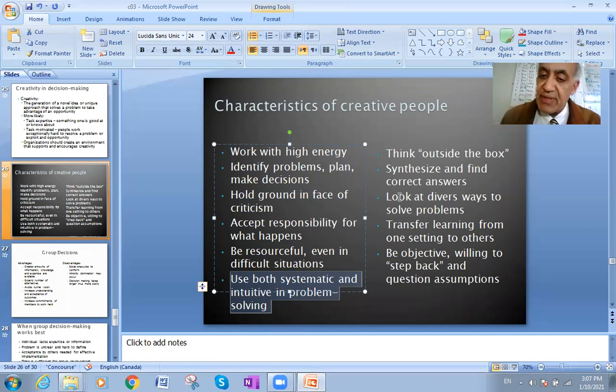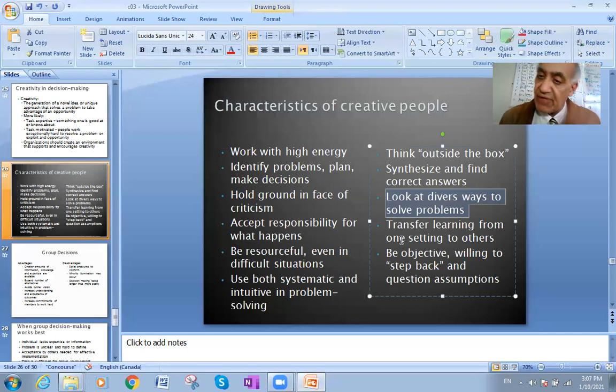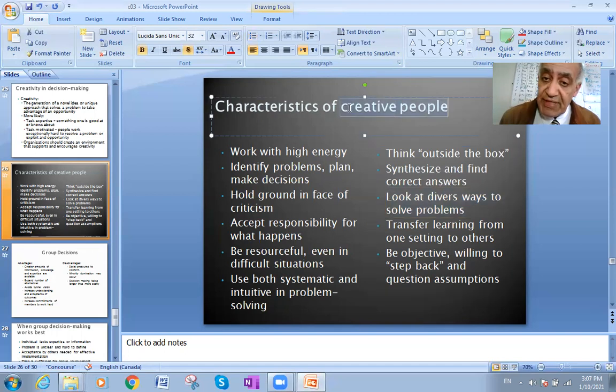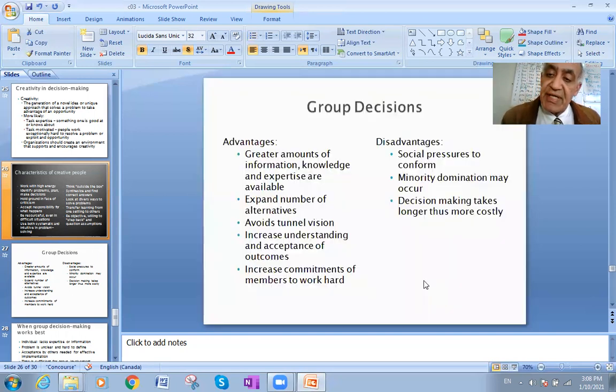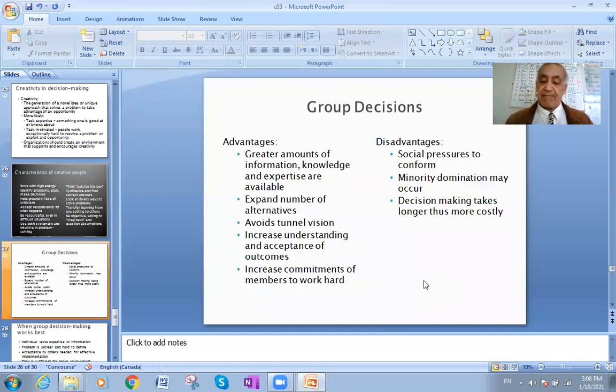They think outside the box, and they look at diverse ways to solve the problems. They look everywhere for solving the problem. They don't just focus on one alternate and leave the others. I'm talking about the characteristics of the creative people in decision making. And also they are very objective, willing to speak, stop and question and put assumptions. So these are the characteristics of the creative people in decision making.